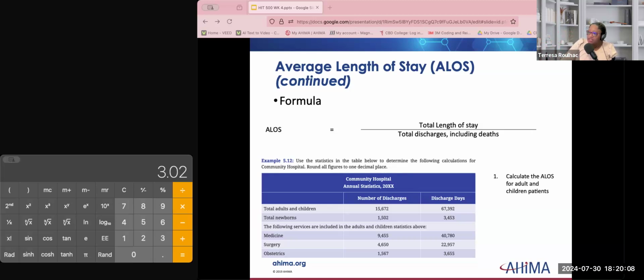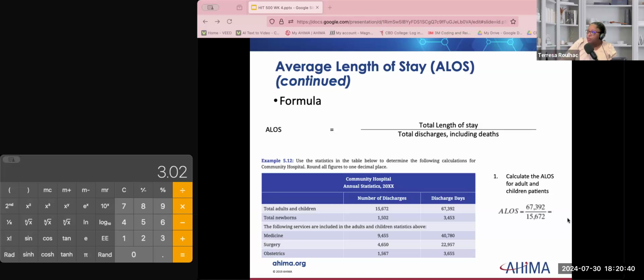Calculate the average length of stay for adults and children patients. Well, we need to look at what numbers we're looking at, what row we're looking at, right? So we look at total adults and children, and we are staying right here, 15,672 and 67,392. Okay. We set ourselves up. We have the total length of stay over total discharges, including deaths.